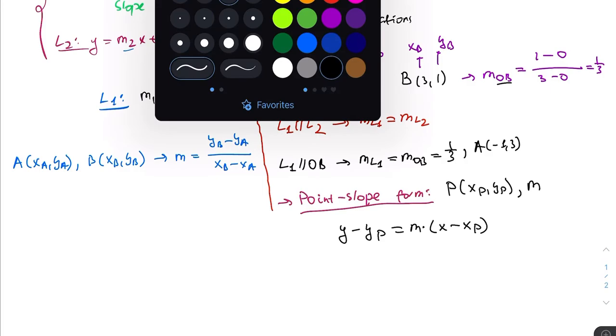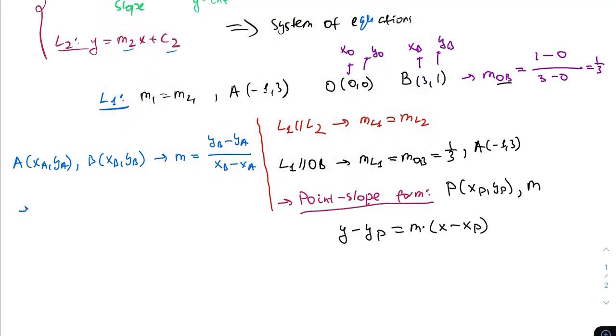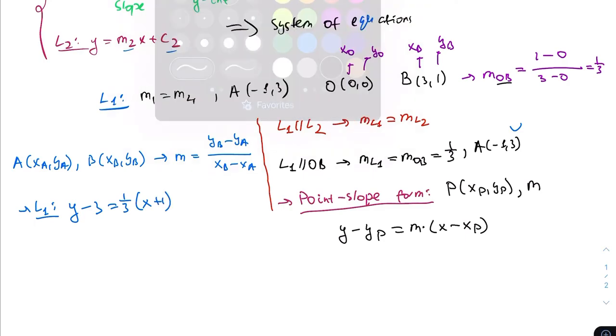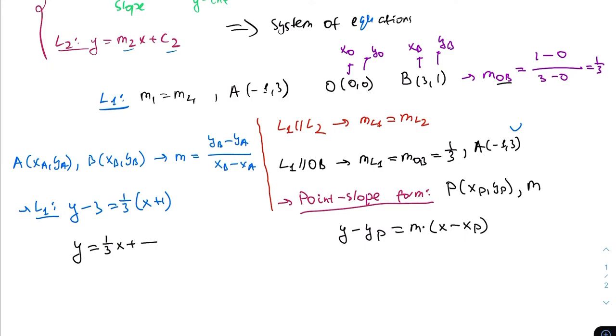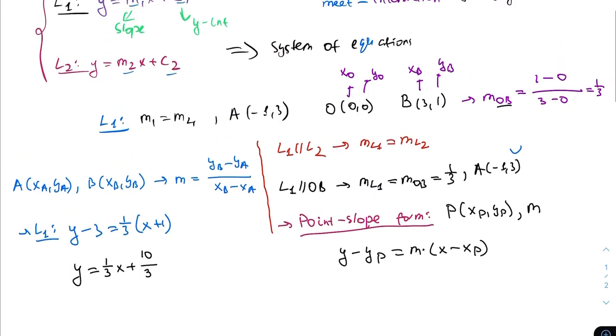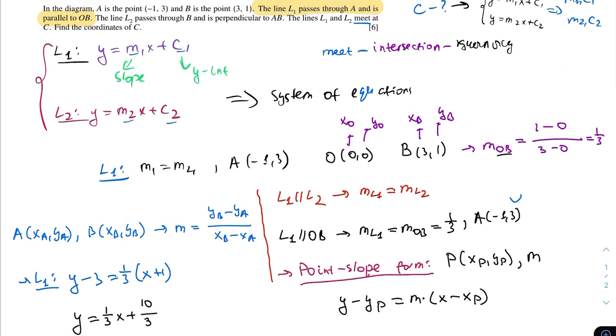So it means that I can easily write my L1. So L1 is what? Y minus 3 is equal to 1/3 times x minus minus 1, or plus 1. Okay, cool. So now we have the first equation: y is equal to 1/3 x plus 10/3. Cool. Now we know my first equation.